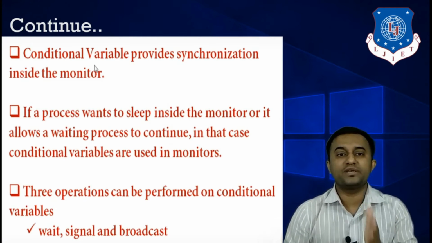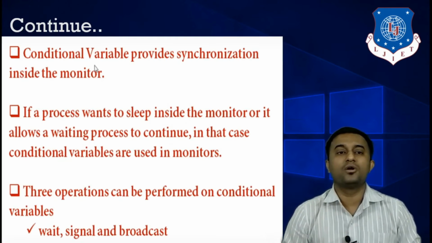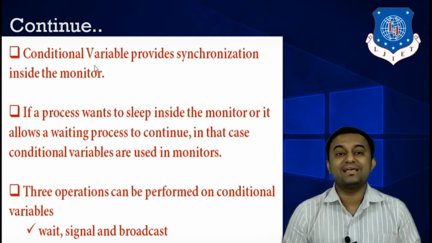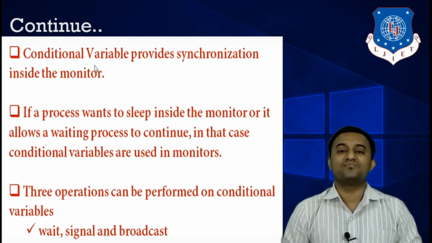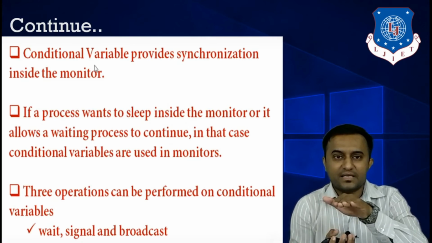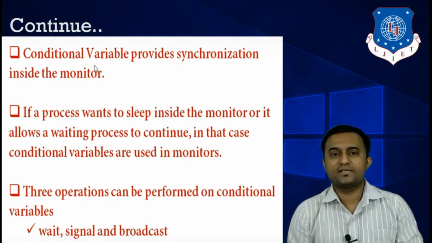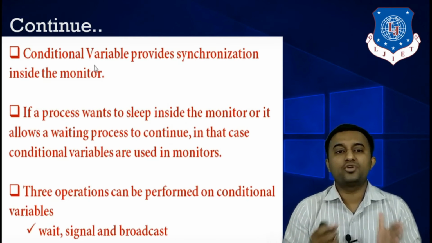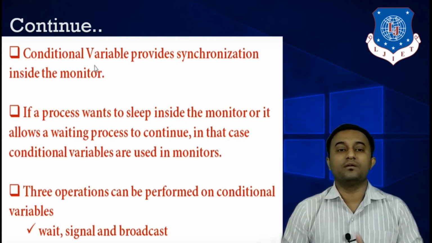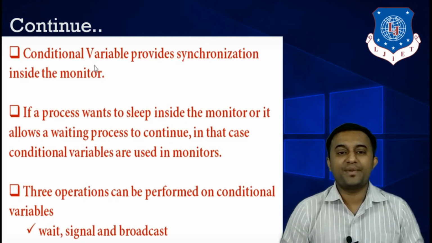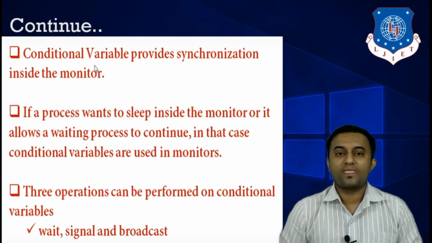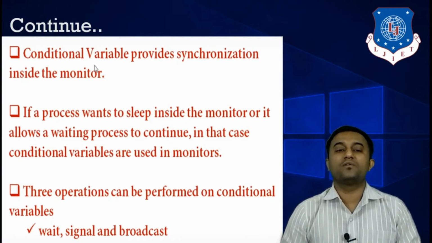So if a process wants to sleep inside the monitor, or it allows a waiting process to continue, in that case condition variables are used in the monitor. If you want to put that process in sleep mode, or we can say waiting mode, we need to use this condition variable within the monitor. There are three operations that can be performed on this condition variable. First one is wait, second one is signal, and third one is broadcast.